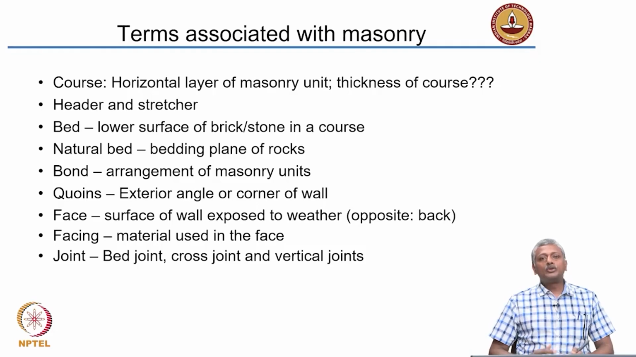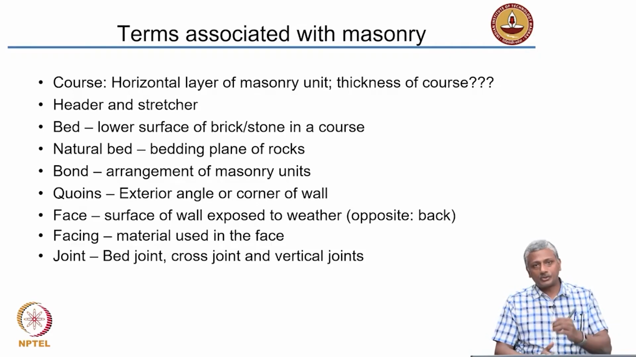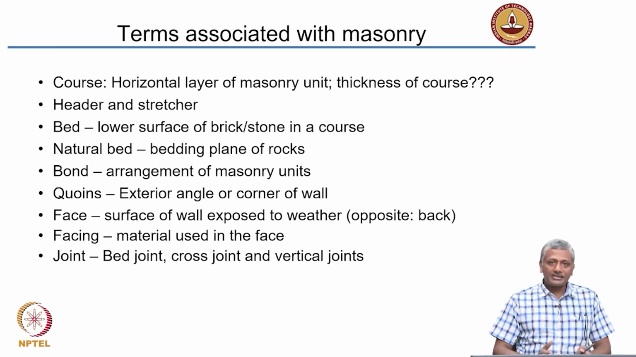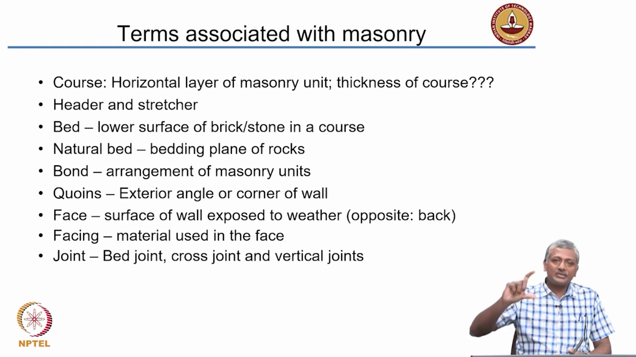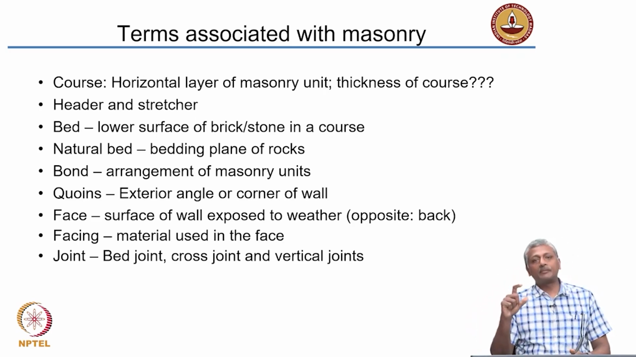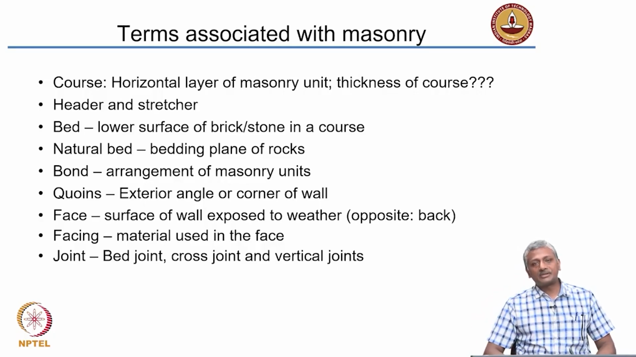So, before we go into looking at specific aspects of masonry construction with bricks or with stone, let's try and understand some terms that are associated with masonry. One of the common terms that we use in masonry is that of a course. A course is nothing but a horizontal layer of masonry units which have a thickness which is equal to the thickness of each individual masonry unit. For example, if you are using a modular brick, the thickness will be 10 centimeters in a course.